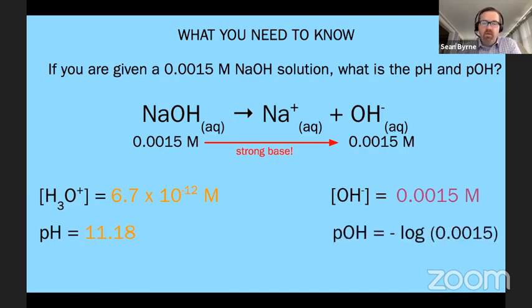And our pOH is equal to 2.82. And a really good spot check for myself is to add these two up and say, do they equal 14? They do, and so I know that I'm on the right track.